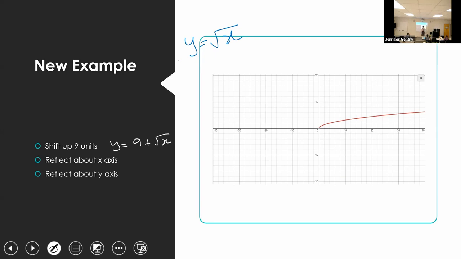Okay. Reflect about the x. How do I do that? Put the negative. Negative where? In front of the x. In front of the x.